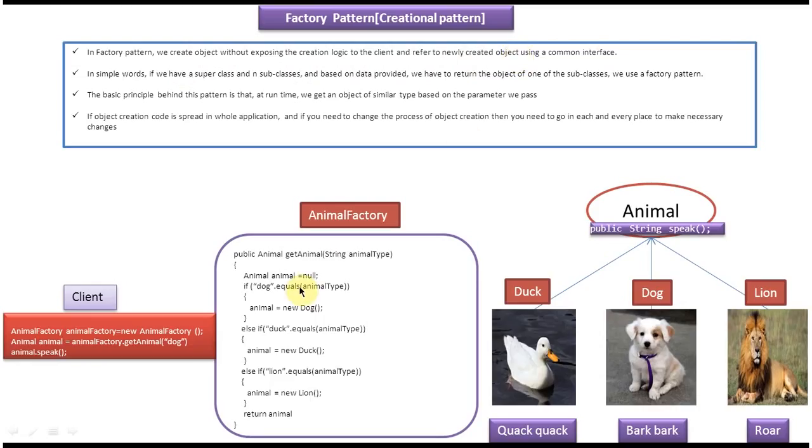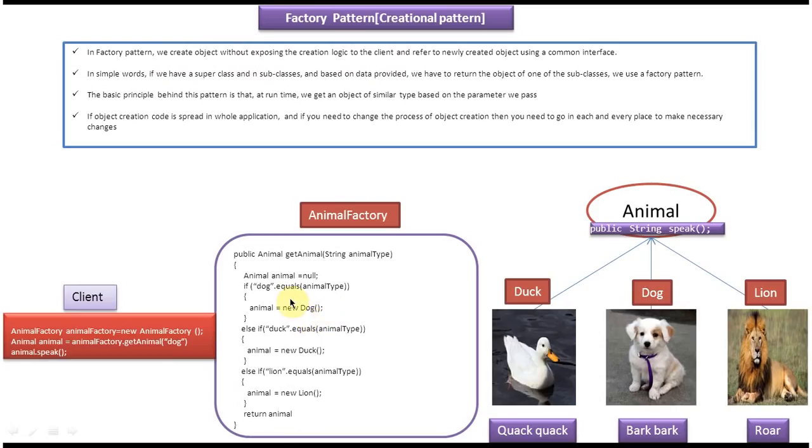In this scenario, animal is the common interface, right? You can see we are creating the dog object or duck object or lion object and assigning it to the common object, that is animal. This is a superclass, and that animal superclass object reference is returned to the caller. So we create the object without exposing the creation logic to the client.